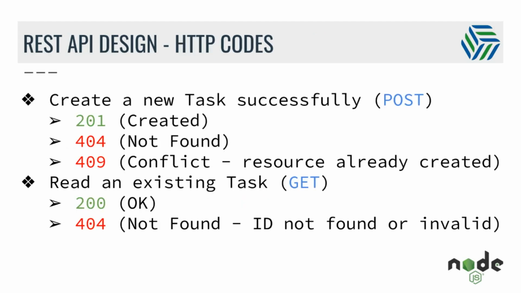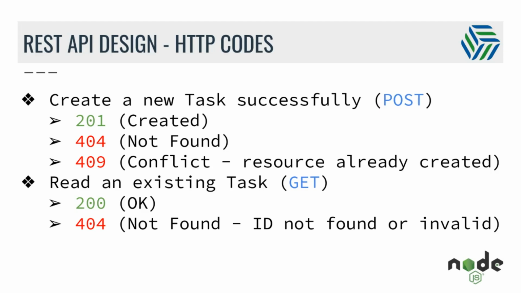Another important concept is the ability of a RESTful API to inform the result of the execution of an action. The HTTP codes allow us to provide that information, and these are the most common HTTP response codes. If we create a new task successfully by using post, we get a 201. If we execute this post operation using a wrong URL, we get a 404. And if the resource is already created, we get a 409.